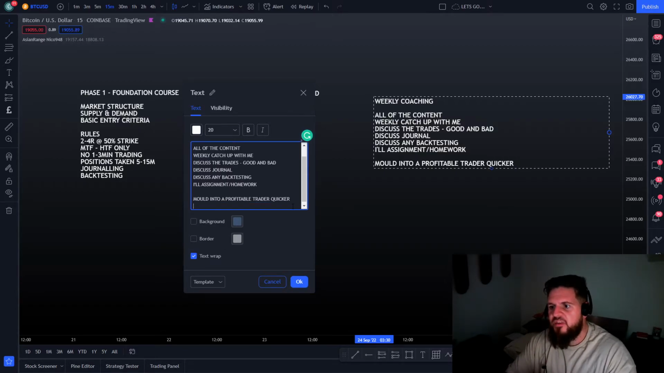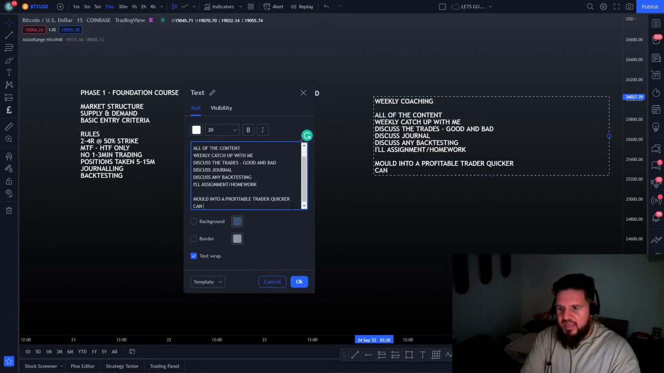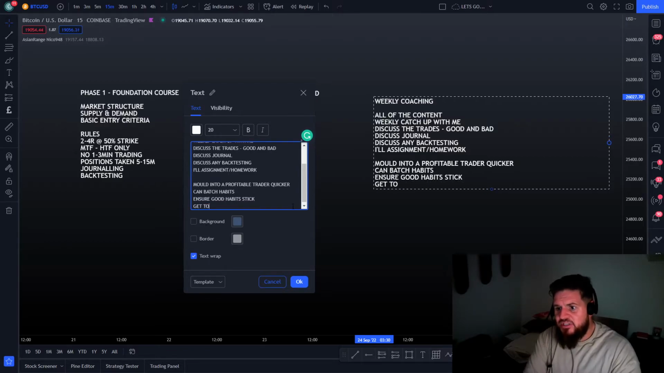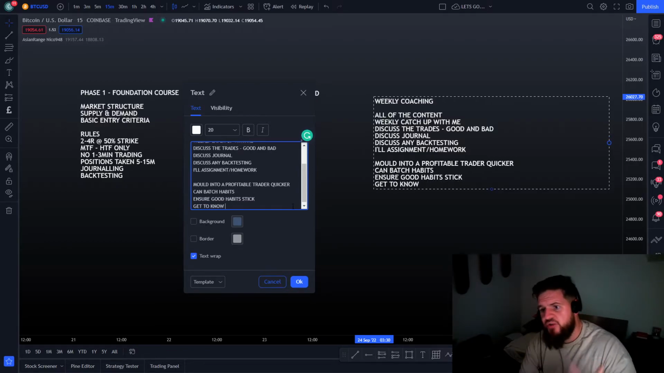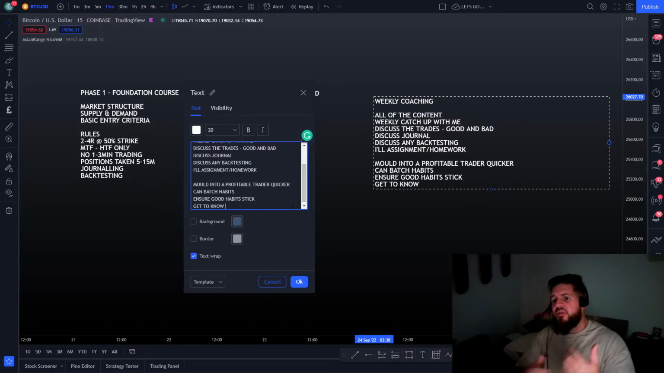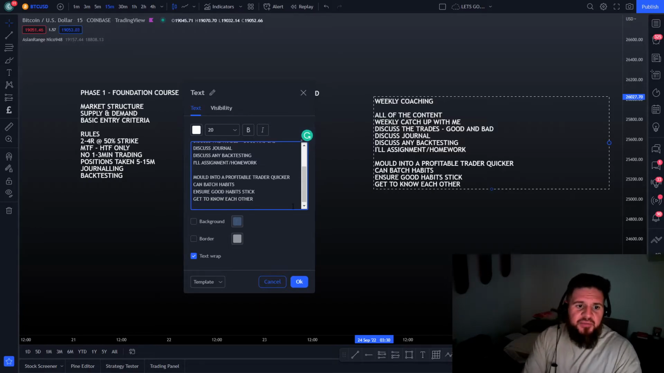So with this one-on-one weekly coaching, what I can do is help you grow a lot quicker. We can catch bad habits, okay? And we can ensure good habits stick. Get to know each other, of course, and how your trading personality might be, because everyone's trading personality is different for many reasons: what they want to chase, their time frames, when they can trade, that sort of thing. Everyone's trading personality is different, okay? And ultimately this will get you funded a lot quicker.